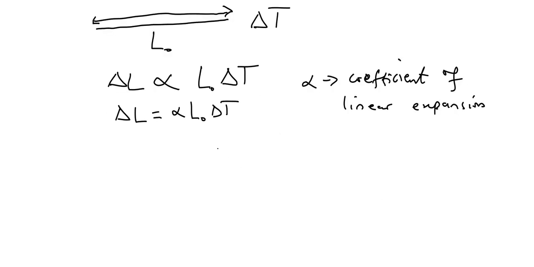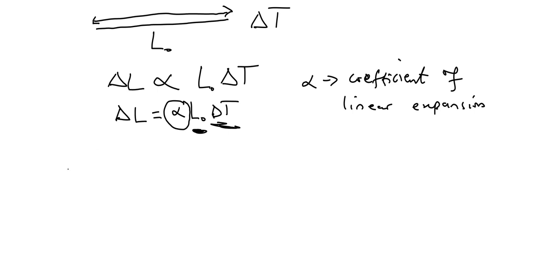So if an object has original length L naught, and you add heat, you measure the initial temperature, and the temperature changes to a final temperature, so you measure the difference in temperature. When the object changes, you note the original length of the object and the final length as well. If you measure that and find the difference, alpha will give the coefficient of linear expansivity for that material. This coefficient of linear expansivity is a constant for a particular material.